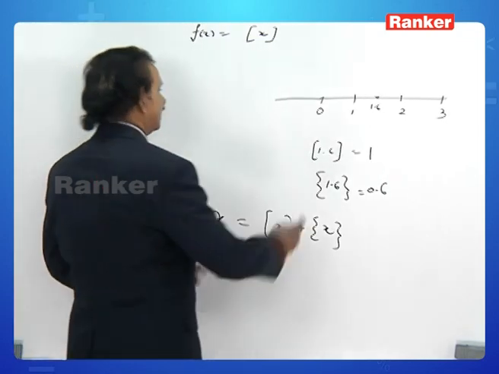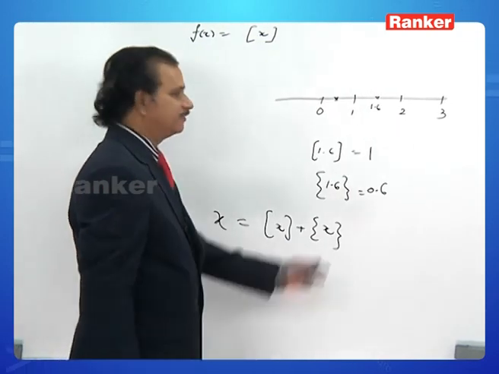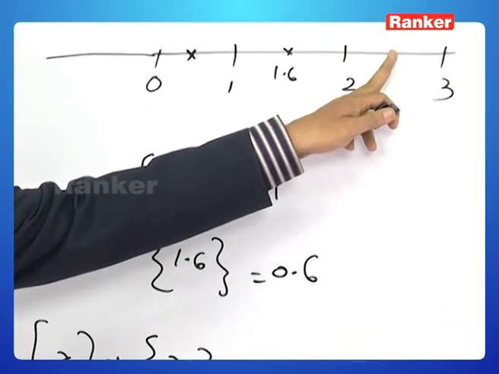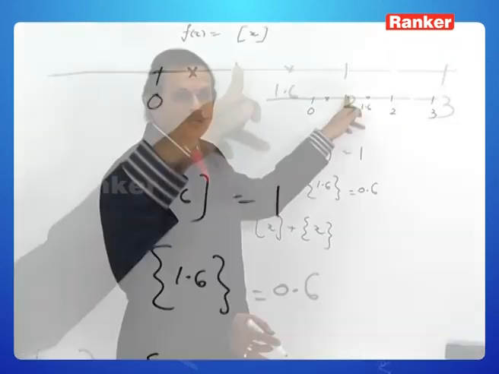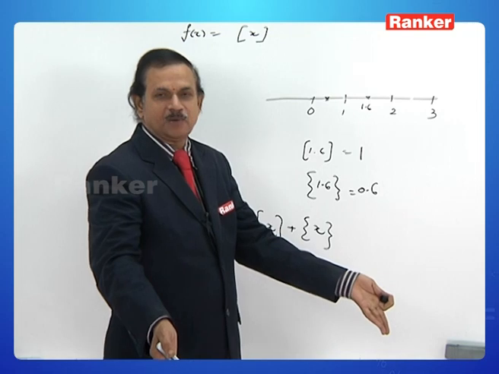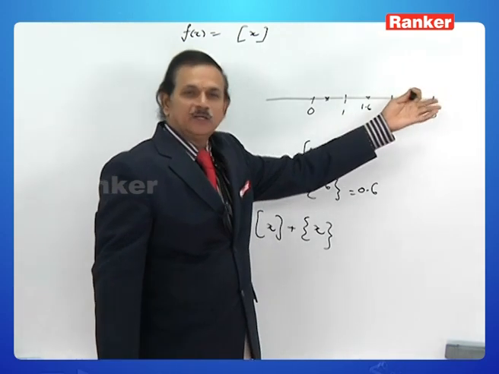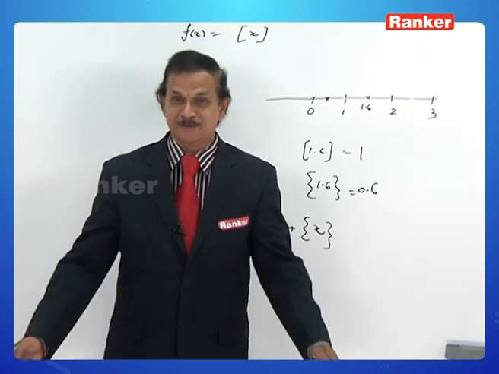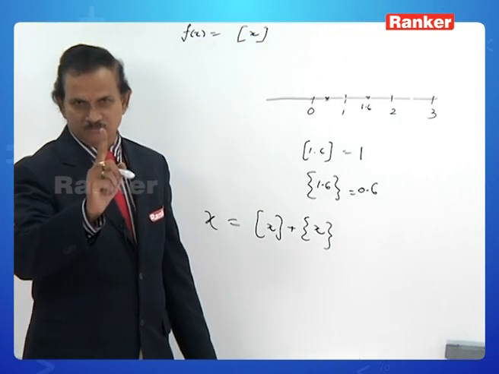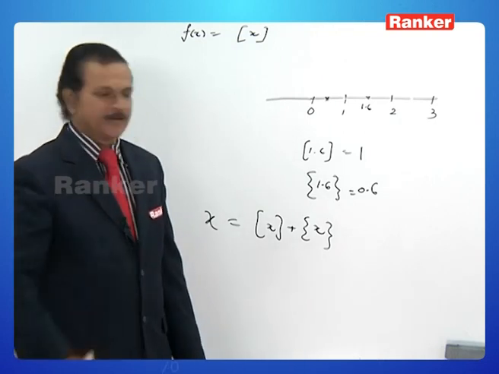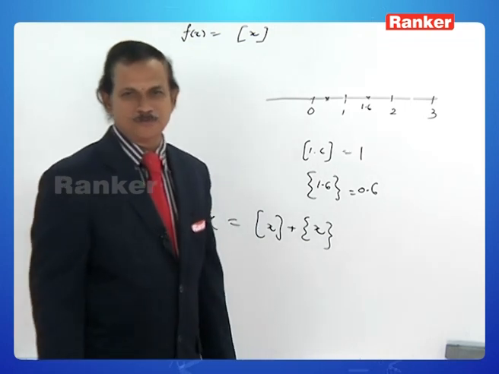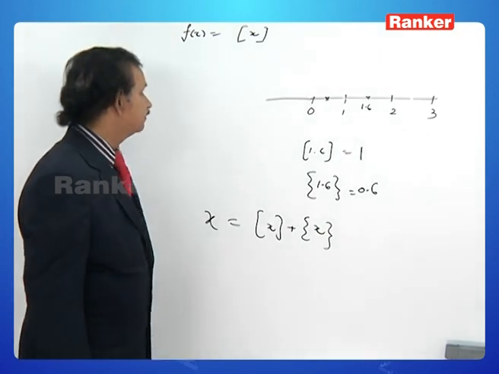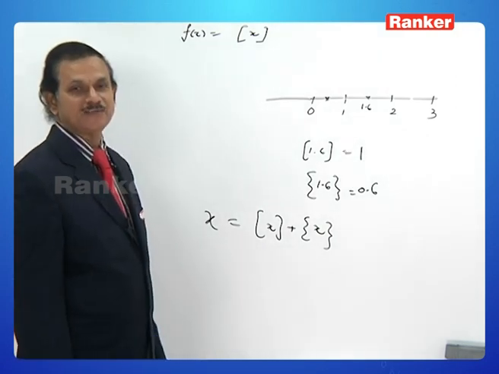Suppose some point will be here. What is the integral part of this? 0. What is the integral part of a number like here? 2. What is the integral part of 1? 1 itself is an integer, hence the integral part is 1. What is the integral part of 3? 3. Integral part of 2? 2. Integral part of 1.99999999999 is 1, but not 2. Integral part of 2.00000000001 is 2, isn't it? This is the nature of this function, that is integral part of x.